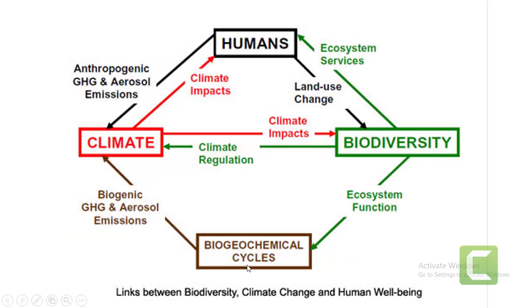Here you can see the interaction between animals, humans, biodiversity, and climate. So they affect each other. If the biodiversity is destroyed, it can cause climate change. Climate change can affect humans, and then it will affect the other organisms also.